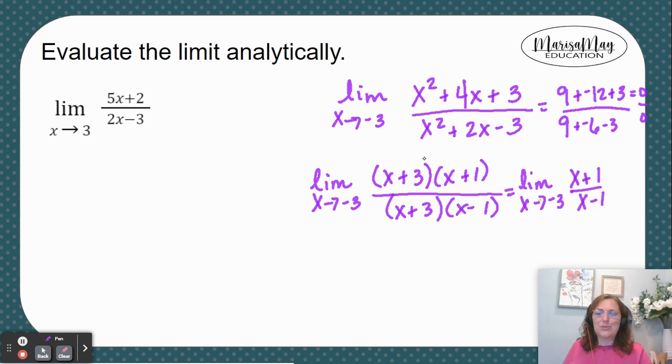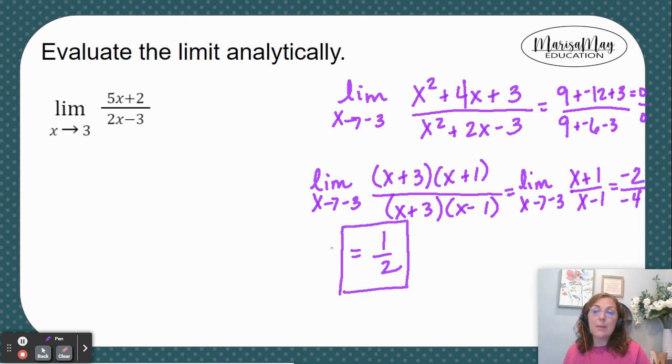Now we substitute. So if I put in -3 for x now, I'll get -2 on top, and on the bottom, I'll get -4, which tells me I can reduce to 1/2. So this limit actually equals 1/2. Because I was able to factor and cancel out, then I was able to do the substitution again.